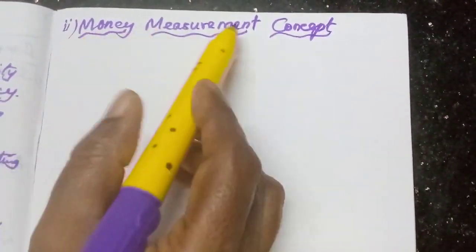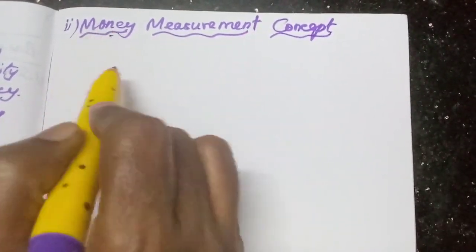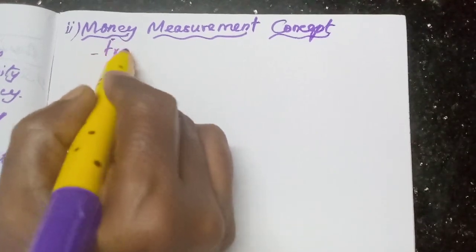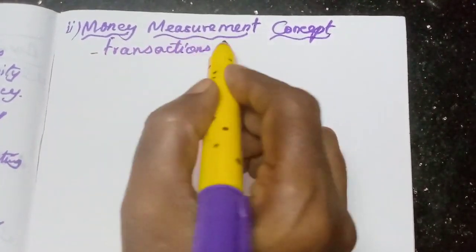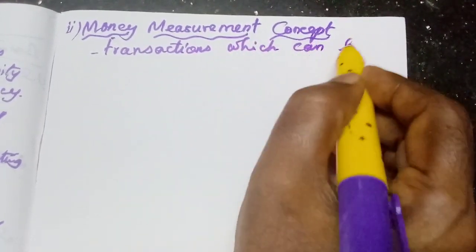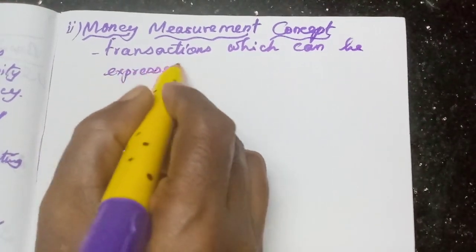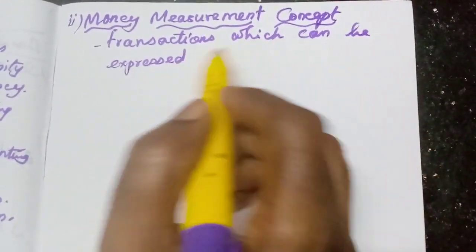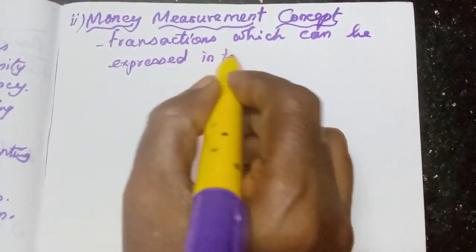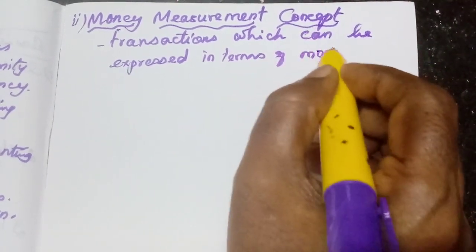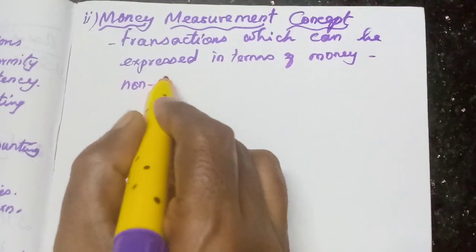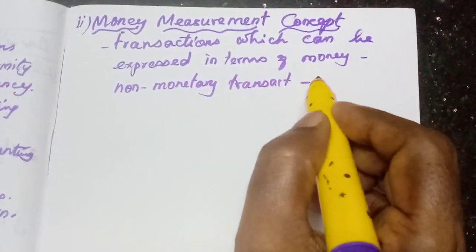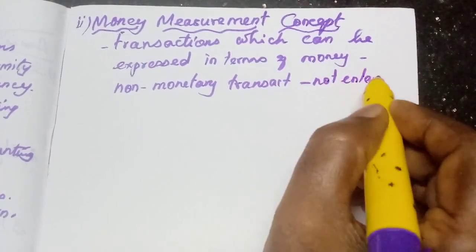Here, all the transactions which can be measured in terms of money only will be entered in the books of accounts. Understood? All the transactions which can be expressed in terms of money. We write everything in money value, rupees. Our currency is rupees. So all the transactions which can be expressed in terms of money only can be entered in the books of accounts. So non-monetary transactions cannot be entered in the books of accounts.